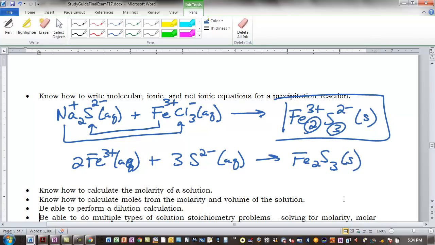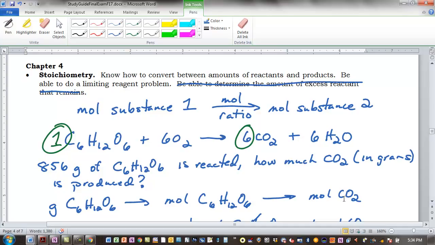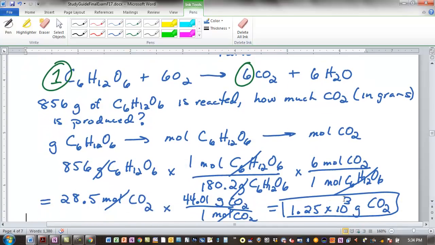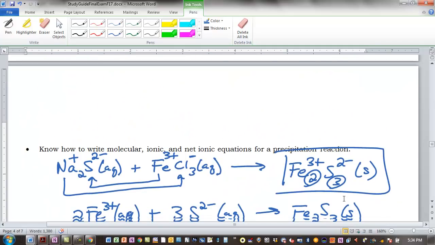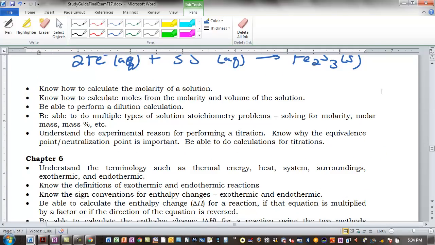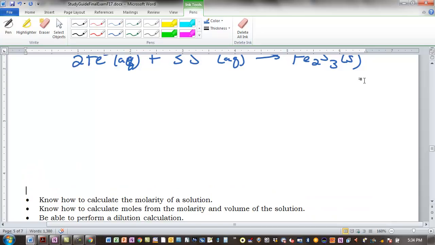Oh, did we not do a limiting reagent problem? Oh, sure. I meant to do one. All right, let's do a limiting reagent problem. Let me just do it down here. Sorry about that. I meant to do one. I just kept moving right along. All right, limiting reagent.